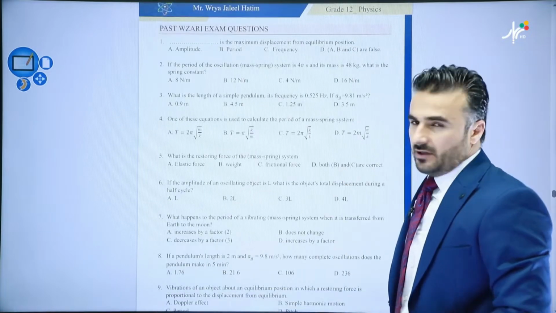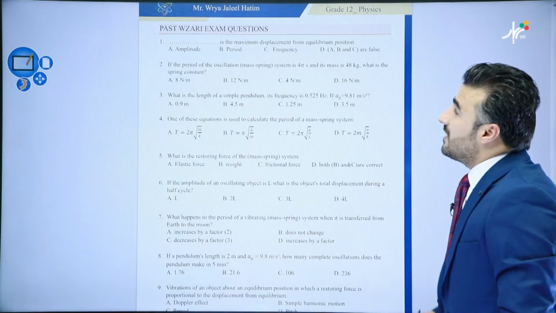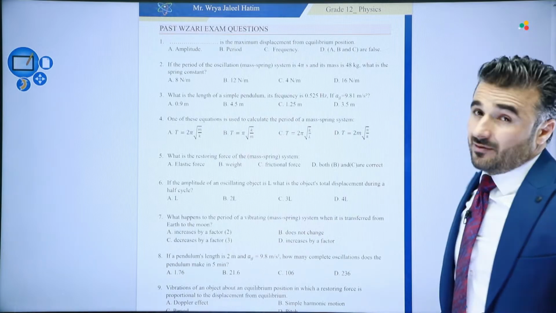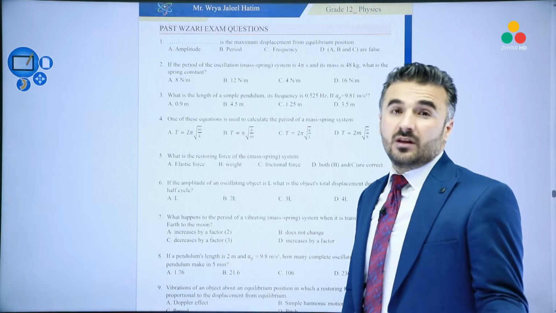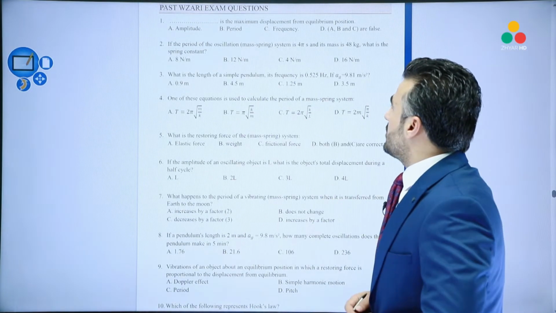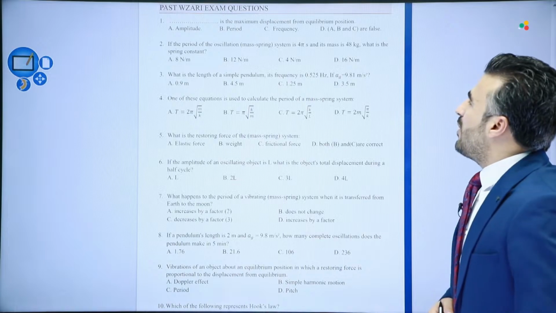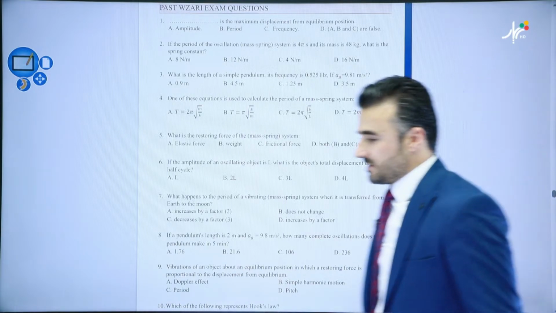Now it is time to solve a few questions of the past exam or national exam questions. The first one says, it is the maximum displacement from the equilibrium position. That is easy enough. Maximum displacement from the equilibrium position, that is the amplitude, which you do know. If the period of the oscillation of a mass spring system is 4 pi second and its mass is 48, what is the spring constant?